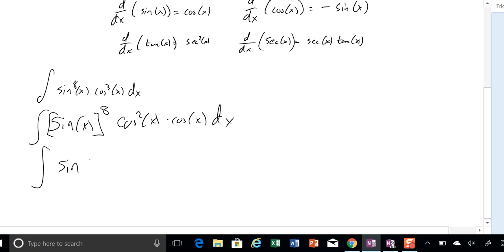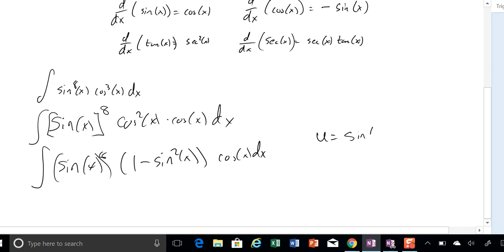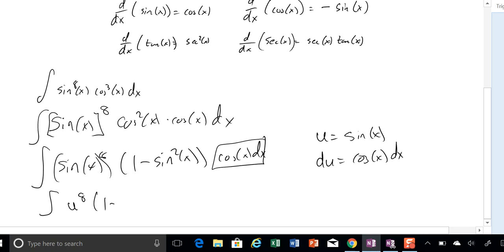So let's use the trig identity. That's the sine of x to the 8th, replacing cosine squared with 1 minus sine squared x, times the cosine of x dx. Now we can do a substitution where u is equal to the sine of x, and then du is equal to cosine of x dx. So this second part of our integral is just going to become du, and our integral becomes the antiderivative of u to the 8th times 1 minus u squared du.